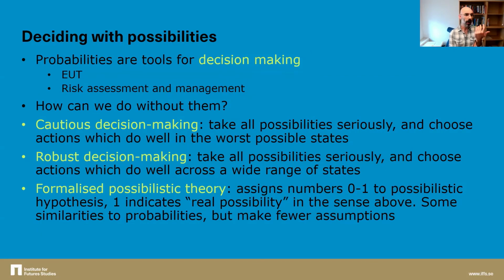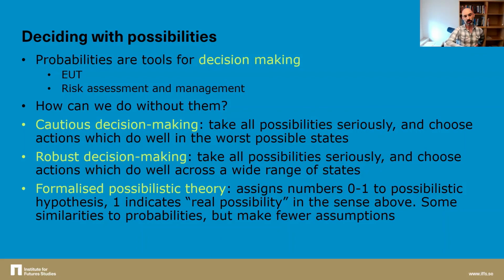So it requires altering some of the ways that policymakers and others think about making decisions. Probabilities have a well-defined decision theory, whether it's expected utility or various tools in risk assessment. But if you just have possibilities, you have to adopt different strategies. But they do seem to fit into some decision theories for radical uncertainty. So you can make cautious decisions where you take all possibilities seriously and choose the actions which do well in the worst possible states. You can do robust decision-making, where you take them all seriously and choose actions that do well across a range. Or you can even attempt to construct a mathematical theory, as people have done in possibilistic theory, which attempts to reproduce some of the numerical features of probabilistic theory, but in a way that makes fewer assumptions. And there are also decision theories for those.